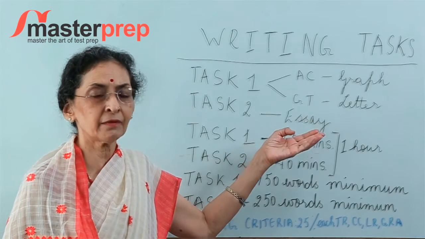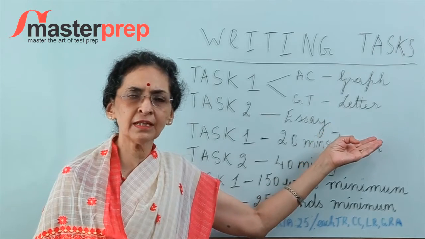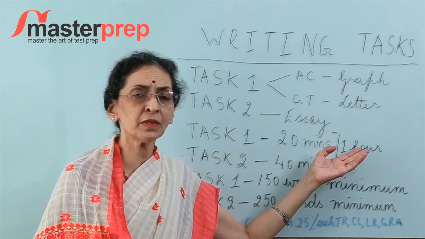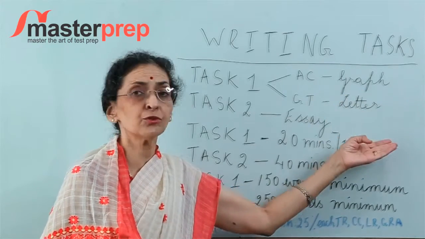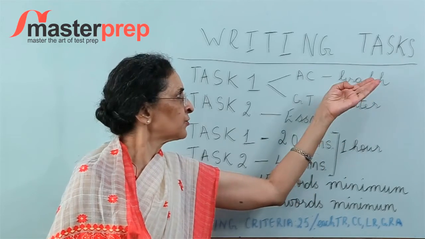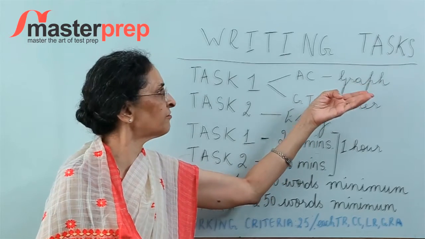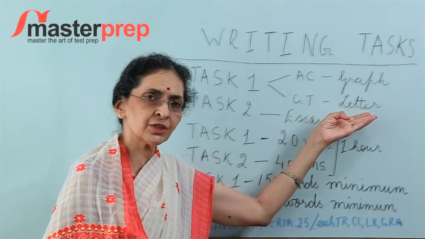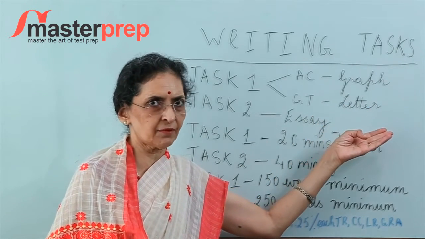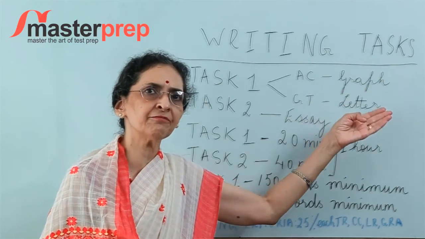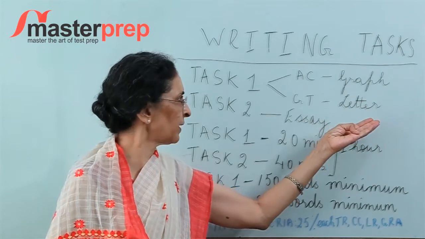If you are appearing for the general training module, then you would be required to write a letter. The letter could be a formal, a semi-formal, or a personal letter. But again, as I said, there is no choice in any of these. So if you're an academic candidate, you'd have to write a report on a given graph. If you're a general training candidate, you would have to write a letter according to the instructions given. The instructions are generally very clear and precise, so if you follow them exactly, you're likely to do quite well.